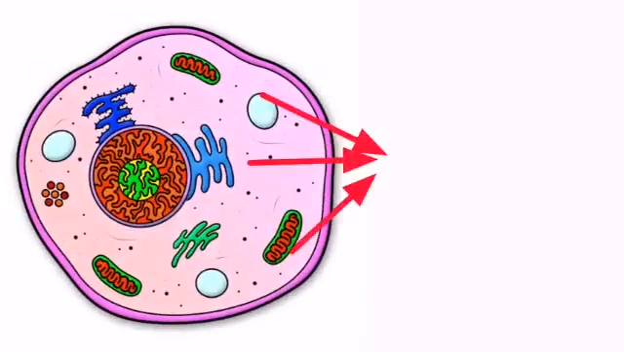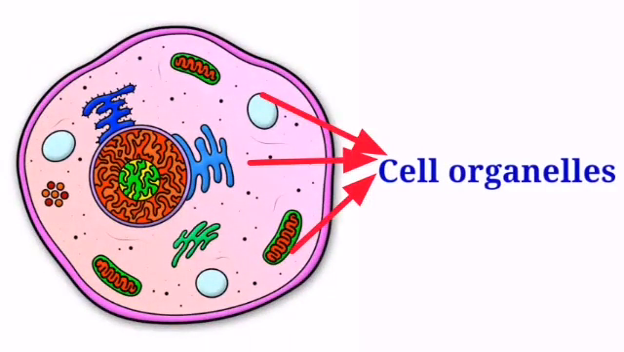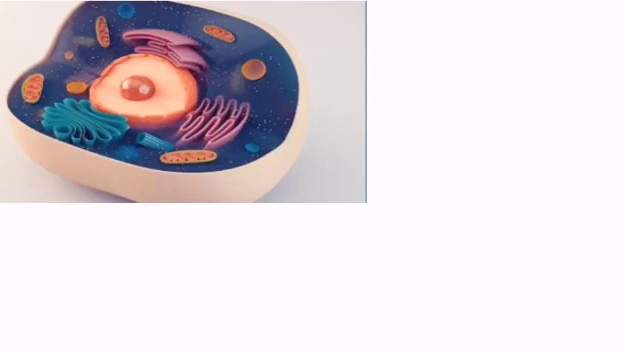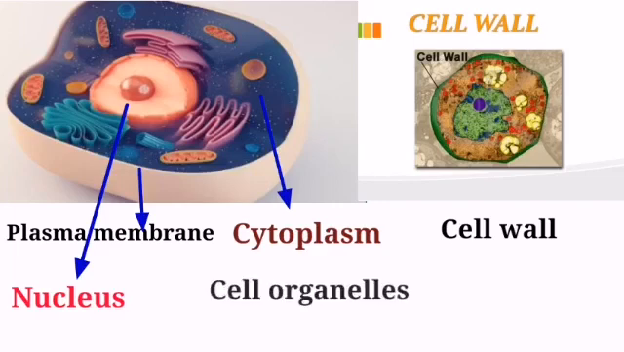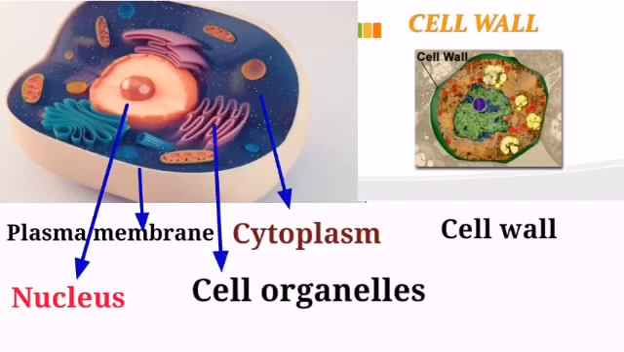Other than these three structures, a cell has many other components which are called cell organelles, and we will study them in upcoming lectures. So when I talk about the structural organization of a cell, a cell has these components. First, plasma membrane. Second, cell wall, which is found in plant cells. Third, nucleus. Fourth, cytoplasm. And the fifth one, cell organelles. So now let's start with plasma membrane.